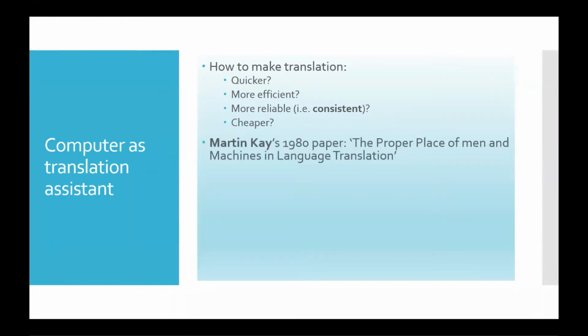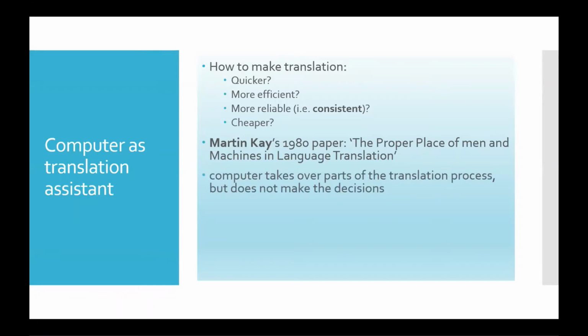So a really important paper by Martin Kay, published in 1980, set out to define what he called the proper place of men and machines in language translation. And one of his starting points was that machine translation, automatic translation, was definitely not the proper thing for machines to do in those days.